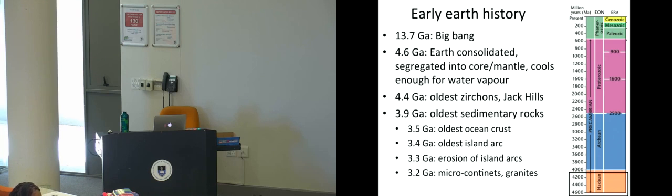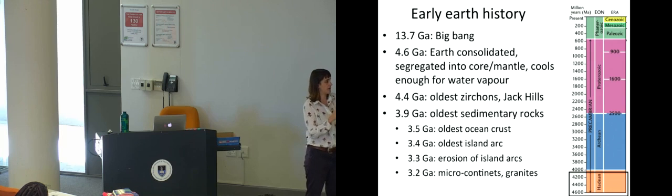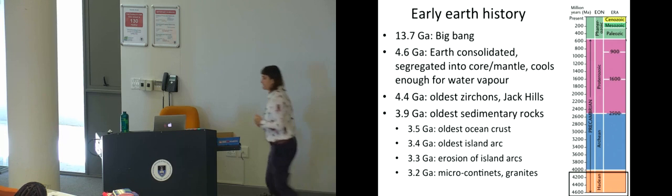And finally, this record ends with the beginning of the first microcontinents on Earth, which are kind of stuck together with granite. And this series, this ancient oceanic crust, this ocean arc, and the evidence for erosion in a sedimentary basin is all found in Barberton. So this is where the Barberton greenstone belt and the Barberton record kind of takes the world stage, that it's the best example of these incredibly old rocks and these very early Earth processes.